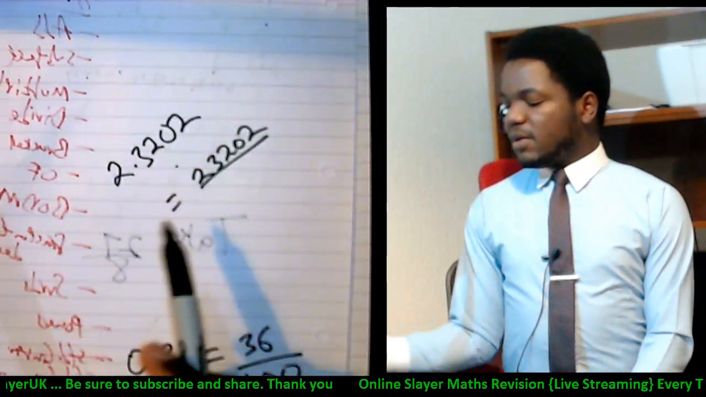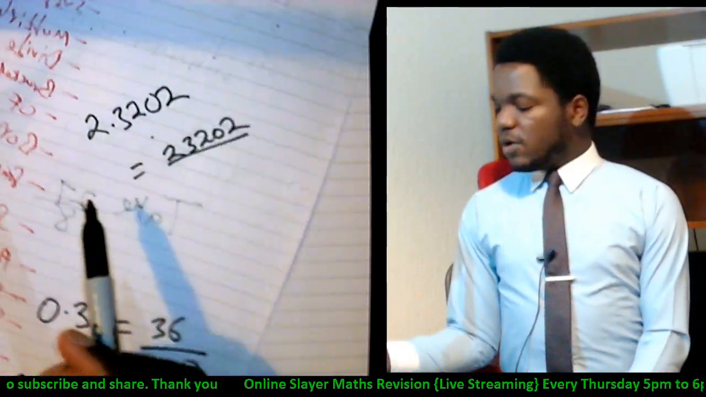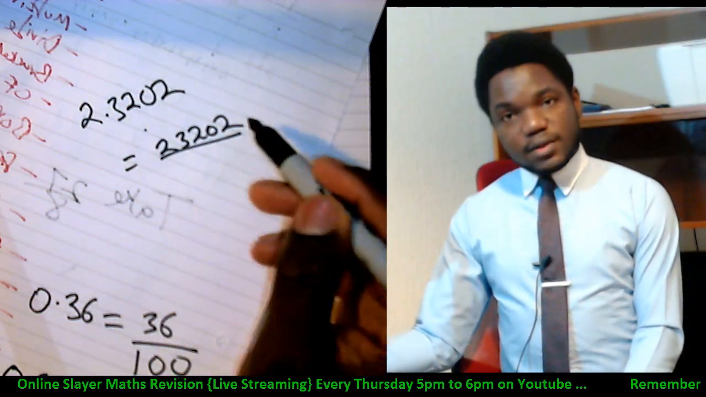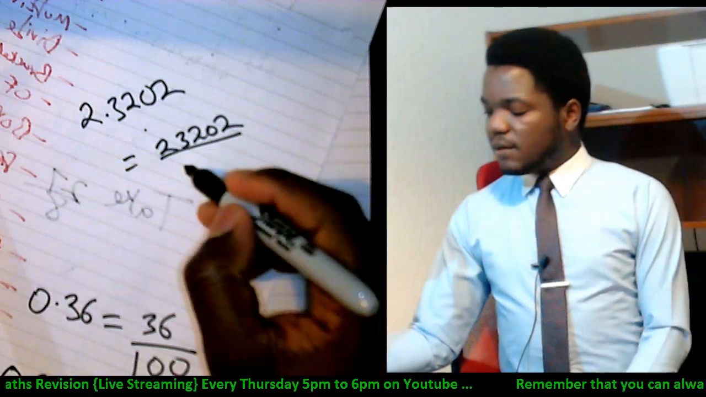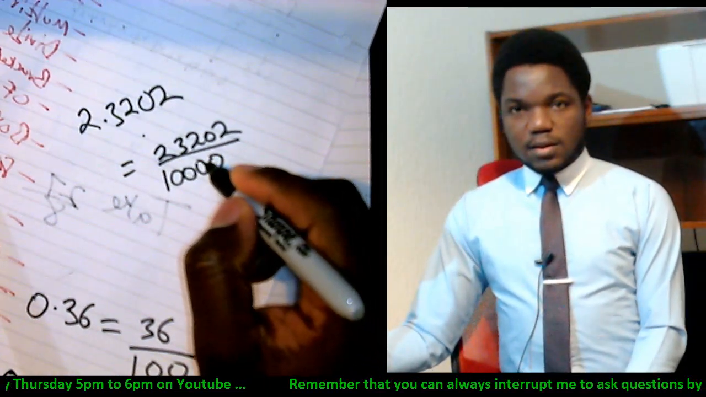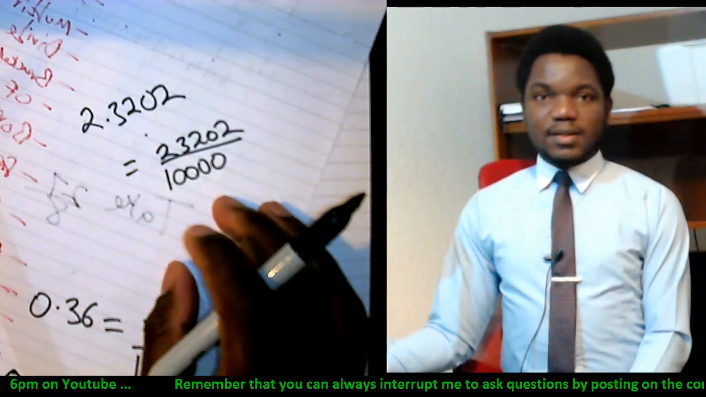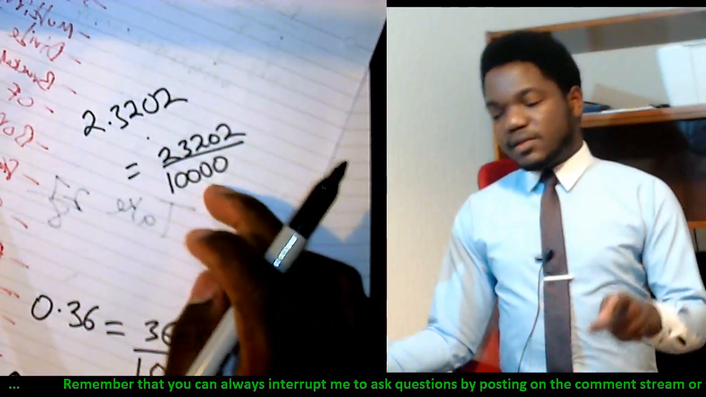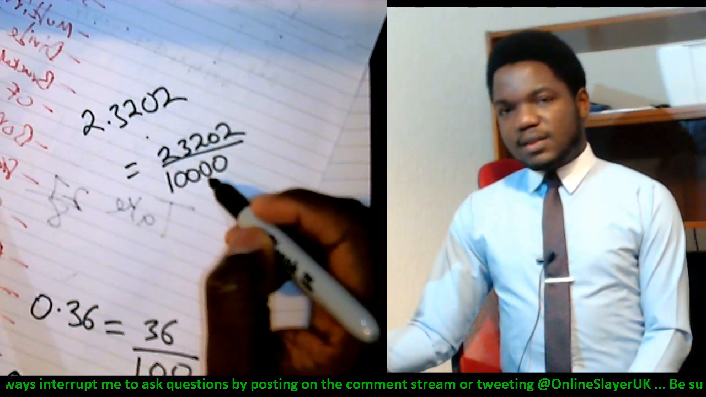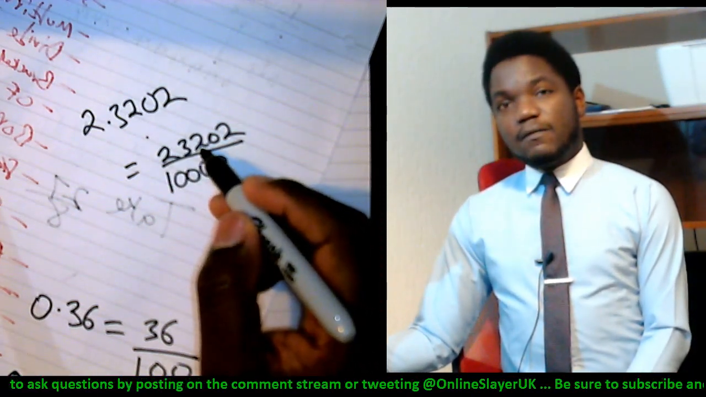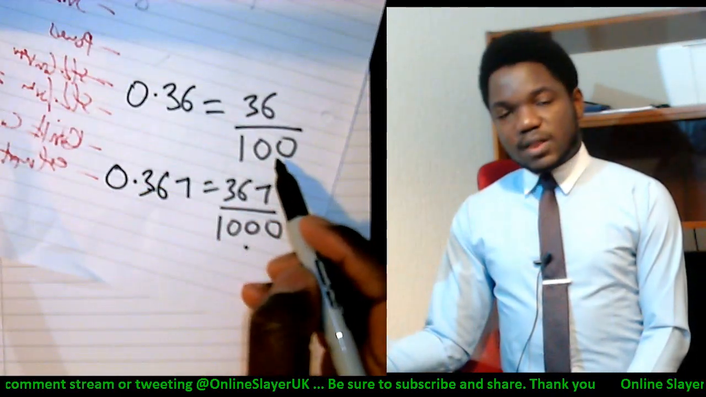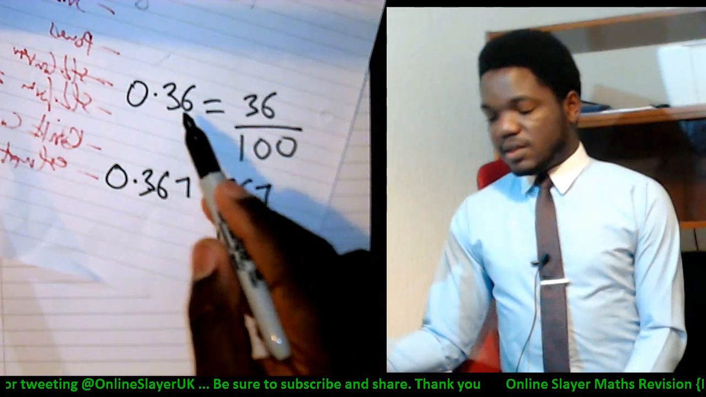Now, what do you think about this one? You've got 4 decimal places, so this is going to be 23202, whole number, divided by a 1 with 4 zeros. That's 10,000. This is exactly the same thing with that. And this also tells you that if you have a number divided by 10,000, all you need to do is give that number 4 decimal places. If you've got a number divided by 2 zeros, that means 2 decimal places.